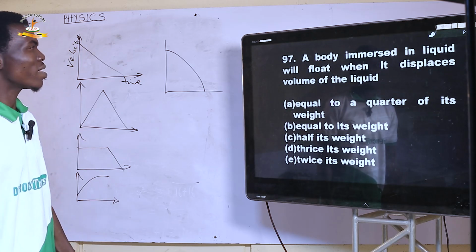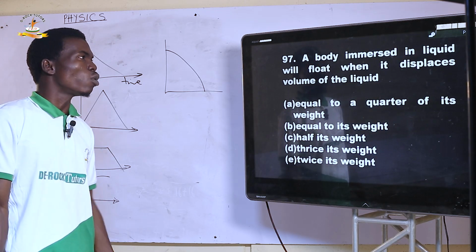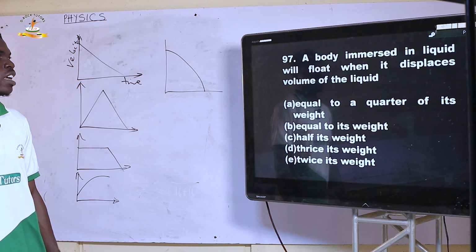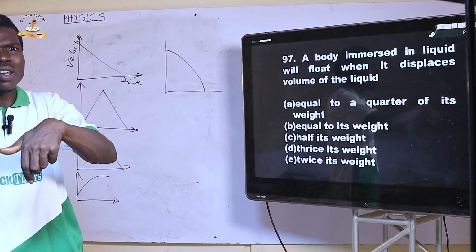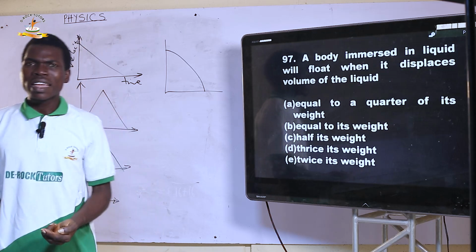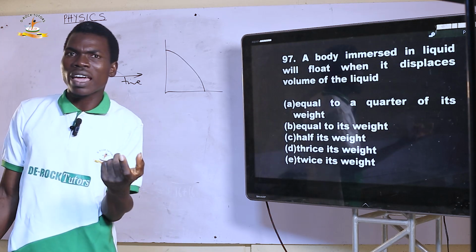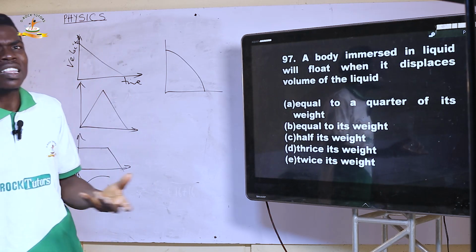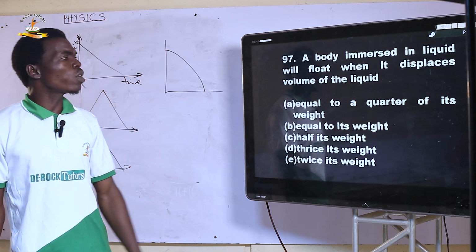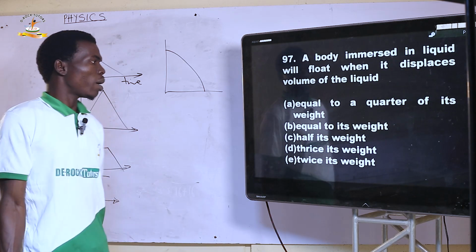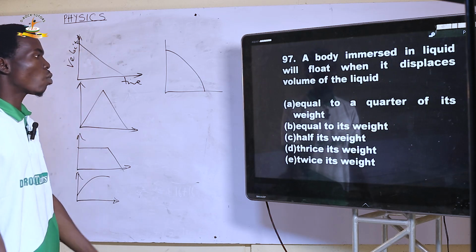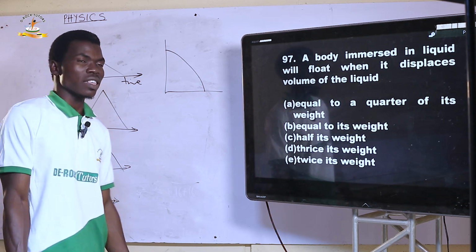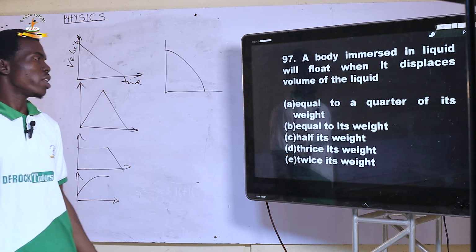97. A body immersed in liquid will float when it displaces volume of the liquid equal to, if it floats according to the principle of flotation, then it has displaced the volume of liquid that is equal to its own weight. So the first option says equal to a quarter of its weight. No. B equals its own weight. That is the correct option. That is B. Next.